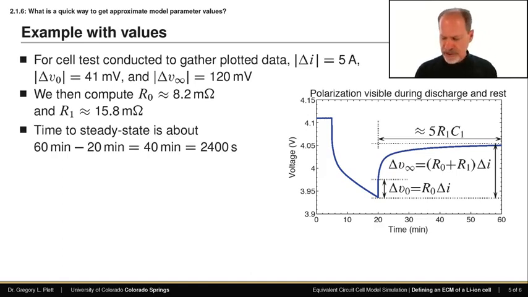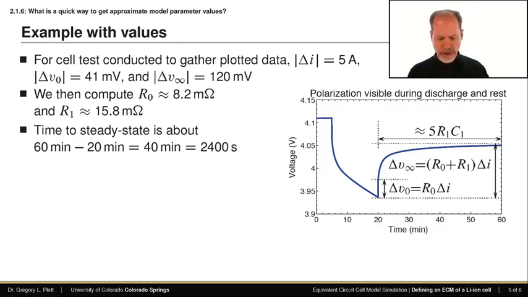To find the capacitor value, we have to approximate how long is required for this cell to reach steady state. And here I'm saying it's about 40 minutes. It's from about time 20 to about time 60 minutes. And that's considered to be 5 time constants.